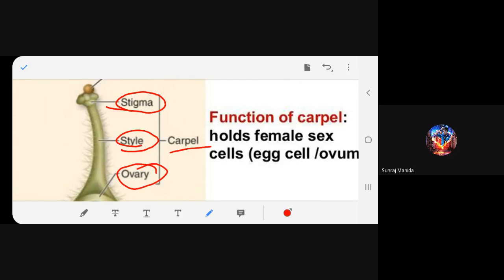Got it? Yes. Is someone's mic on, beta? Just check. Just check if someone's mic is on.